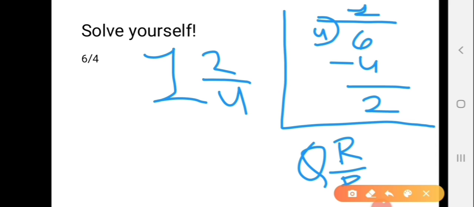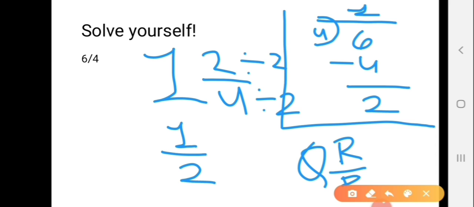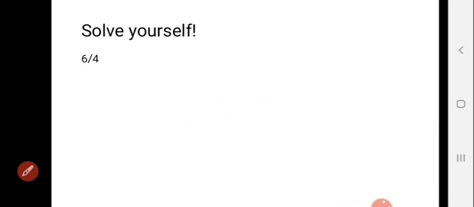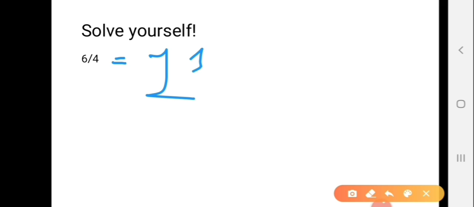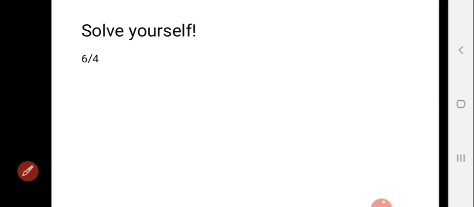But last year we learned that if they have a common factor, then we have to divide them by the common factor. The highest common factor for 2 and 4 is 2, right? So this 1 2 by 4 can be written as 1 and a half. So our final answer will be 6 by 4 is equal to 1 and a half. So easy, right? Now let's move on to the next topic.